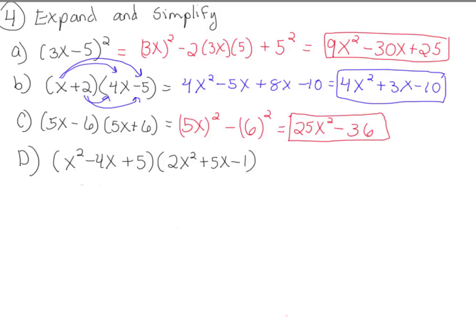In part D, we're going to multiply two trinomials together. To do this, we're going to use the distributive property, and we're going to distribute the x squared to each of the terms in the second parentheses. So it gives me 2x to the 4th plus 5x cubed minus x squared.